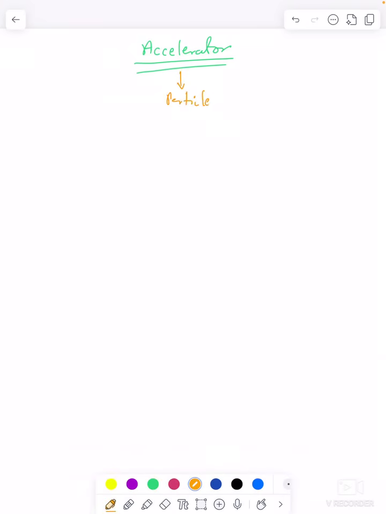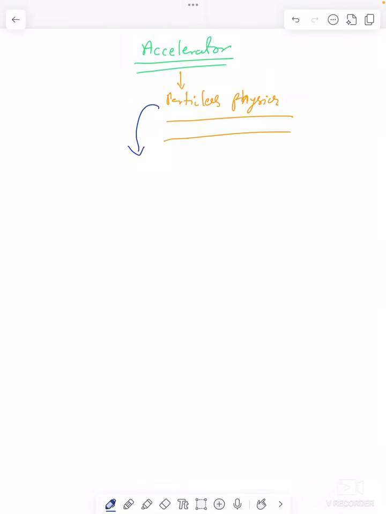Okay, so we will be talking about accelerators. Accelerators are very important in the field of particle physics. In particle physics, our main task is to study particles, as the name says it.